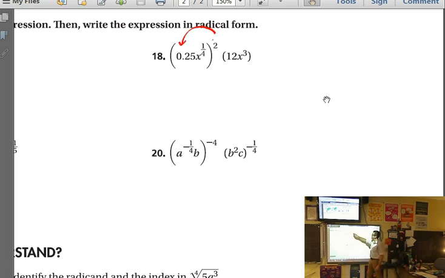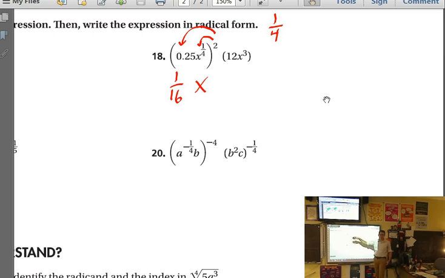We are going to square both of these. They're separate. Even though they're one term, the values are separate. So if I had 0.25, it's really a fourth. What's a fourth squared? What's a fourth times a fourth? A 16th. So this becomes a 16th x.